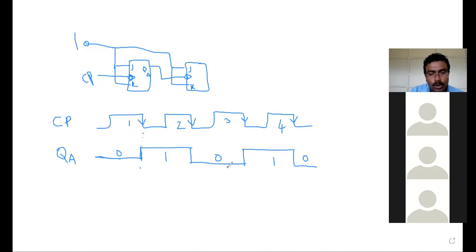Students, did you all get how I have drawn this QA output? Do you understand how I have drawn it?